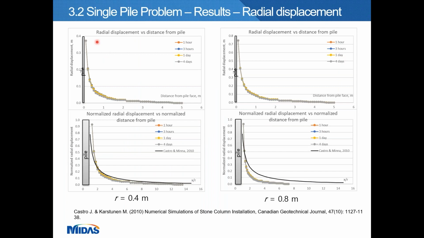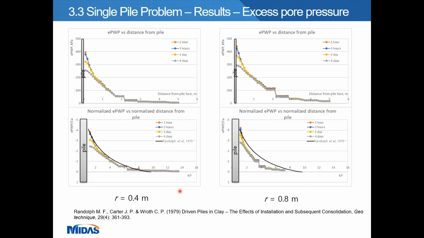This is a graph of radial displacement plotted against the normalized pile radius, and this shows good agreement with the published data, where the radial displacement dissipates very quickly against the distance from the pile face. Similarly, the normalized excess pore pressure dissipates very quickly against the distance from the pile face, and the response is comparable to the Randolph result.